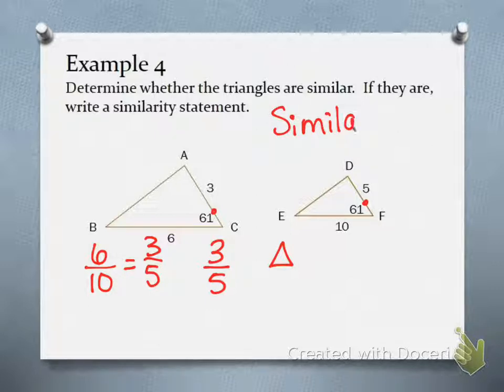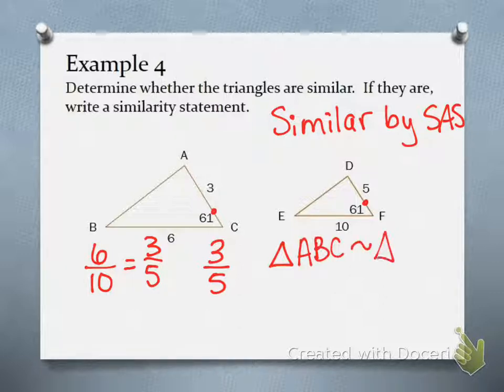Similar by SAS. Then we just need our congruence, not congruent, similarity statement. So triangle ABC is similar to triangle DEF. Good. So it's nice when it goes in alphabetical order for us. However, it isn't always going to work that way. Questions about example 4? You don't have to write the scale factor. Nope, they didn't ask for it, so we don't have to write it.